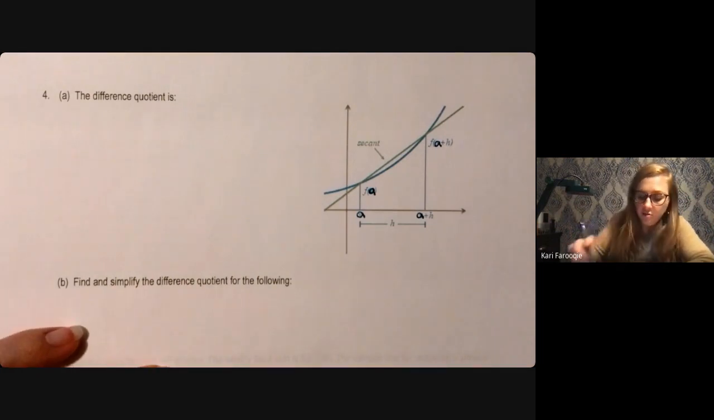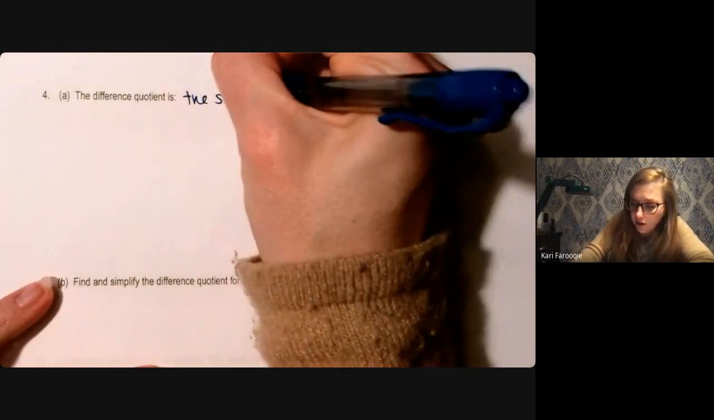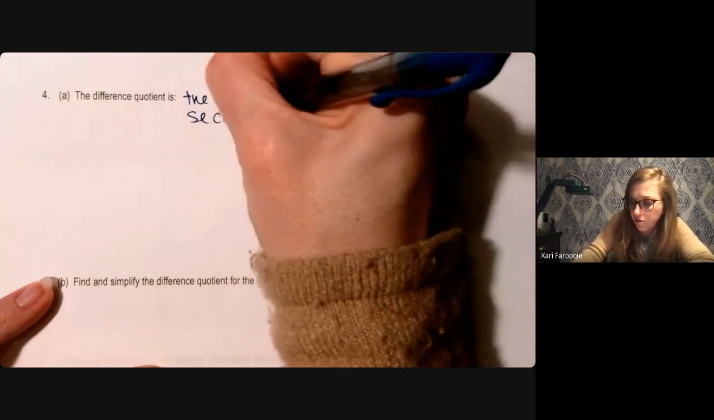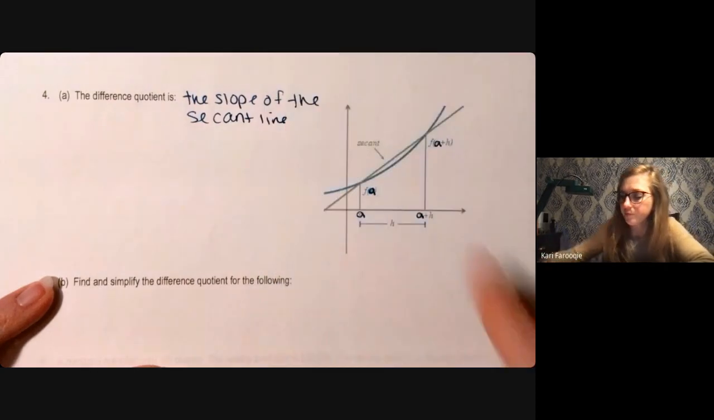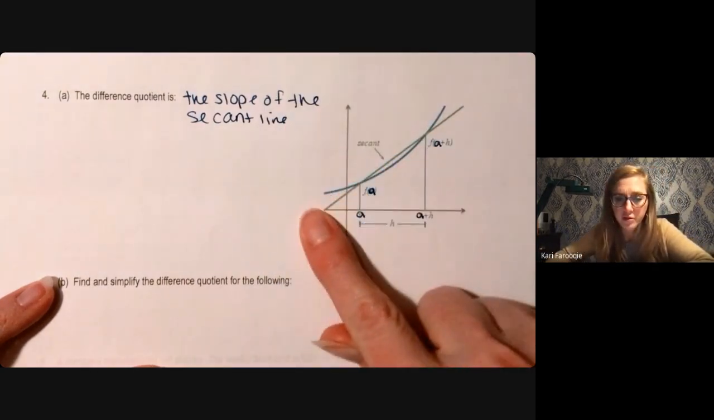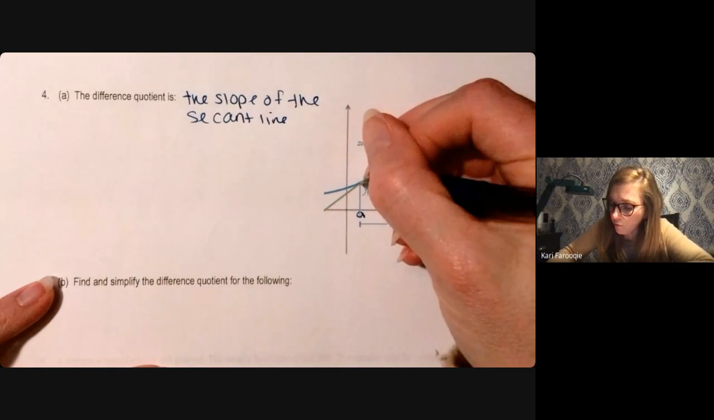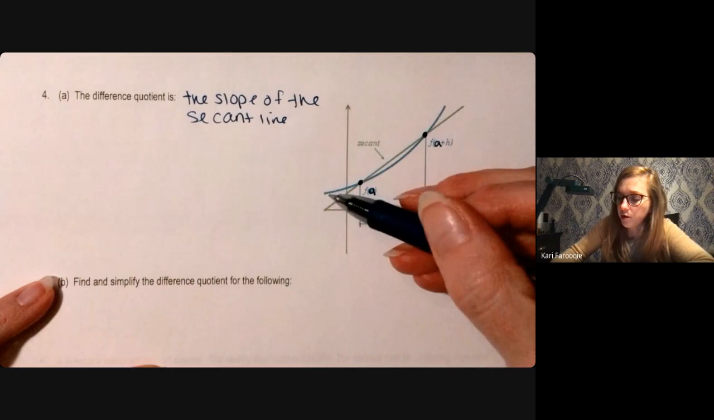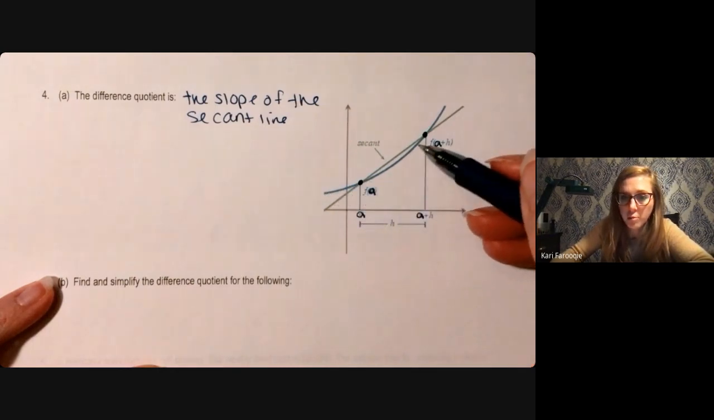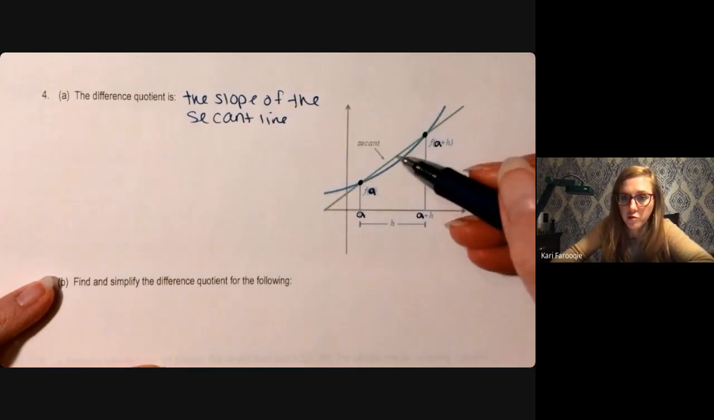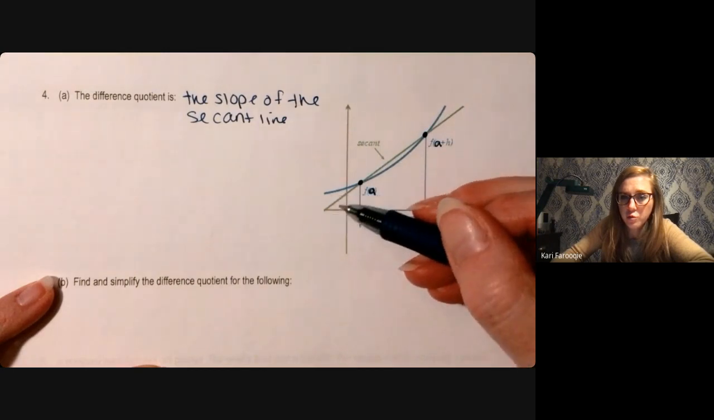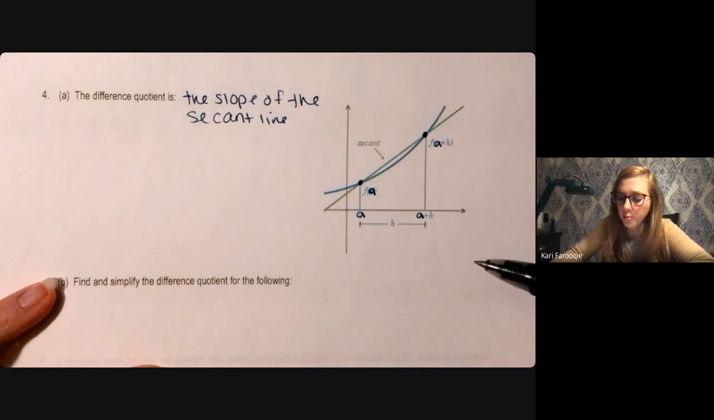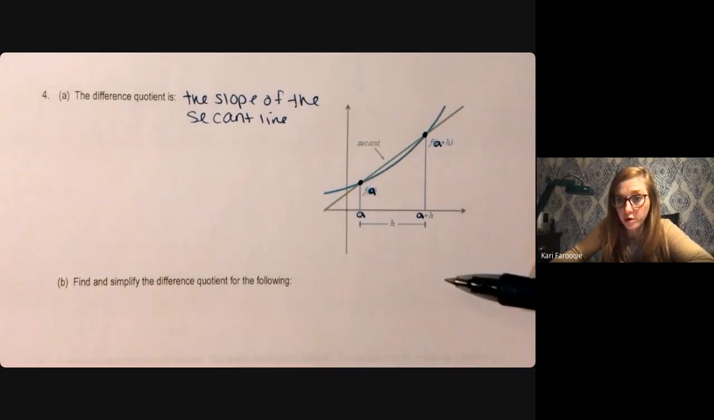The difference quotient is the slope of the secant line. And the secant line is labeled here for you. A secant line is just one that goes through 2 points on a curve. I know it's kind of hard to tell which color is which, but you've got this blue curve running through, and then there's a green secant line that hits both of those points. So the difference quotient is just going to be the slope of the secant line.